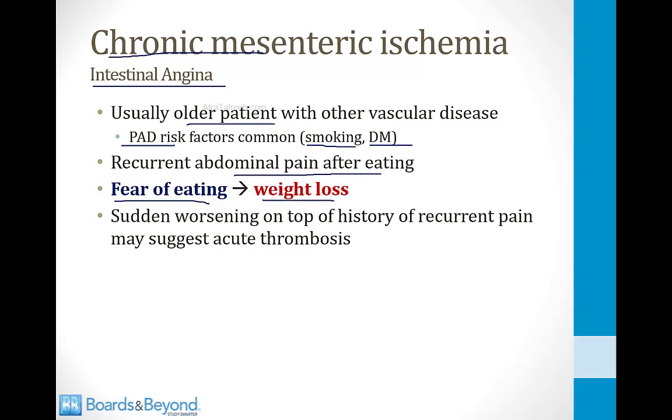They can get so afraid of the abdominal pain that they develop a fear of eating and weight loss. And this occurs because when you eat, you demand more blood supply to your intestines, and these patients cannot meet that increased demand, and thus they develop ischemia. This is the same pathophysiology of angina in the heart, hence the name intestinal angina. Sometimes these patients develop a sudden worsening of abdominal pain on top of a history of recurrent pain, and when you see this type of history, that suggests an acute thrombosis on top of a vascular plaque.